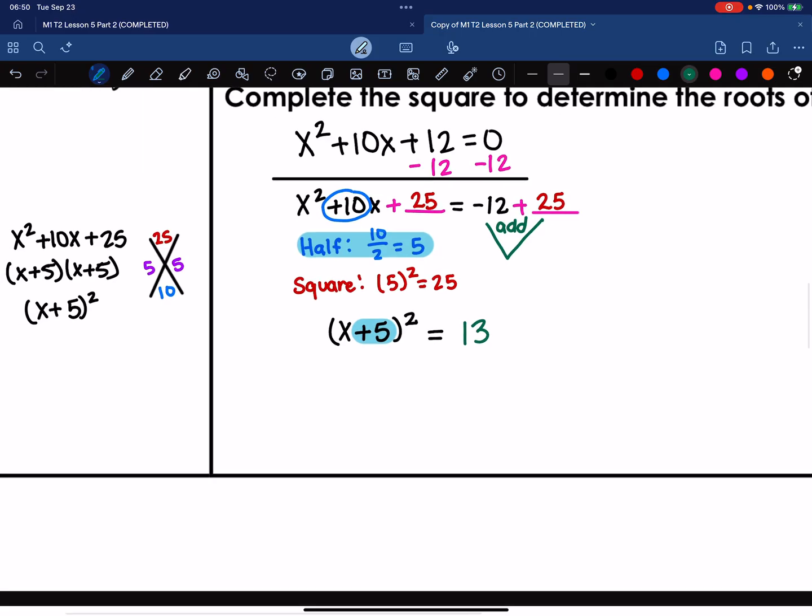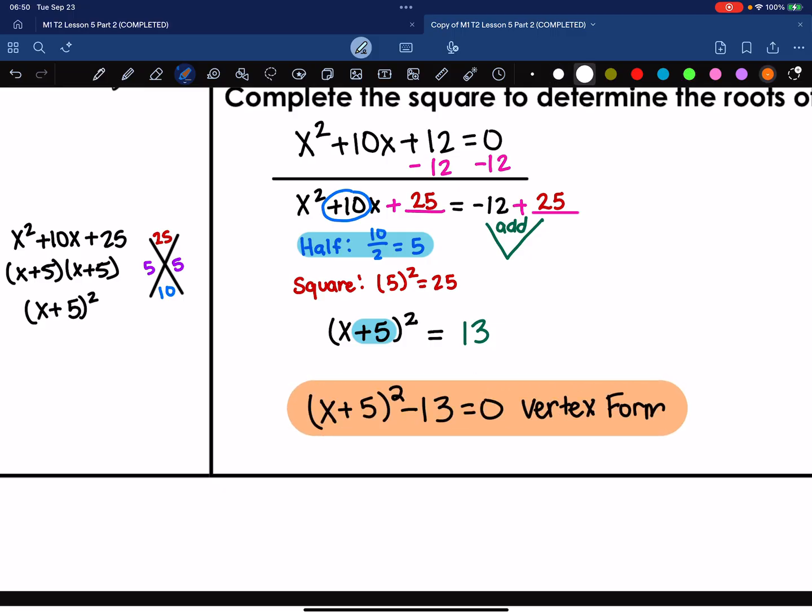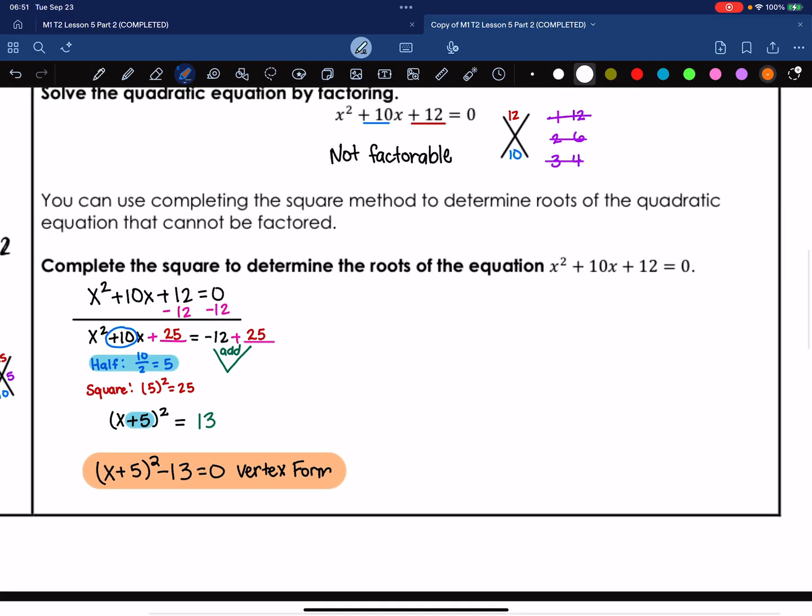Okay? Now, I'm going to detour a second before we solve. If we were to move that 13 to the other side, we would get x plus 5 squared minus 13. And what that gives us is our vertex form. Okay, so a quick little detour. That is our vertex form. What that means is when you complete the square, you're taking standard form equation into vertex form, and now you can identify your vertex, which is negative 5, negative 13. Okay, now back to solving.